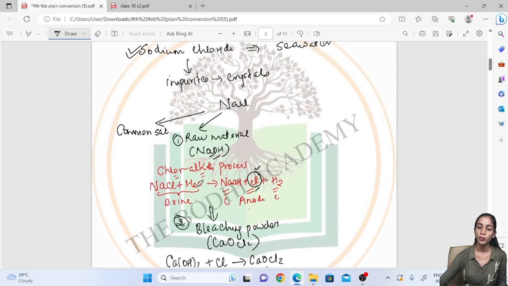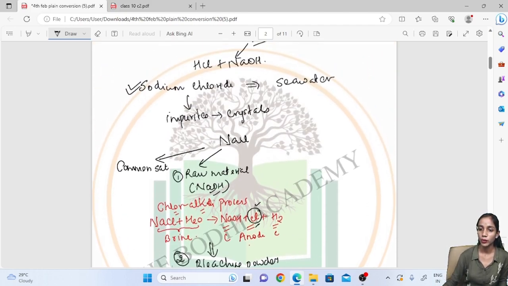So this is the second product produced. Now the third product which is produced is baking soda.